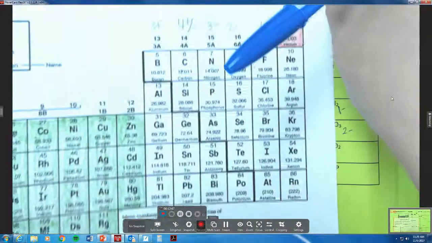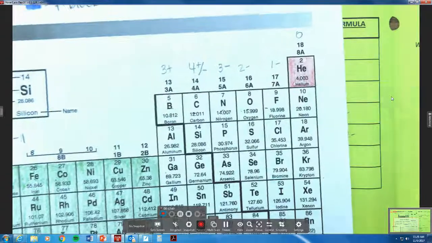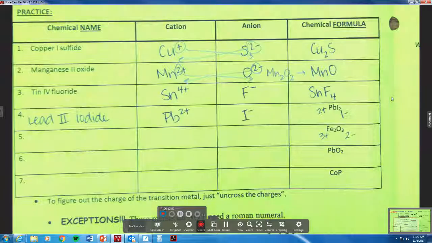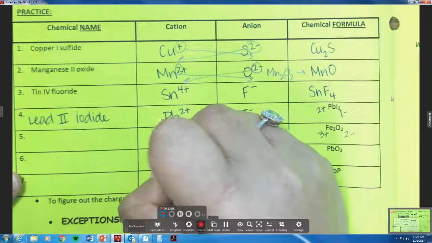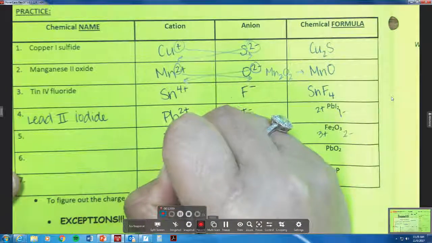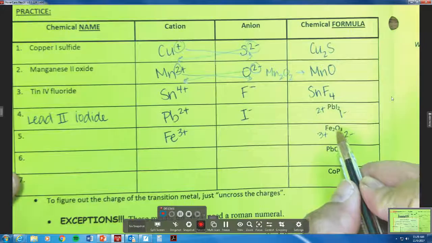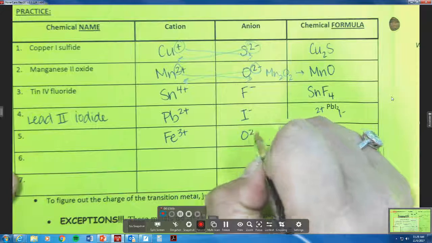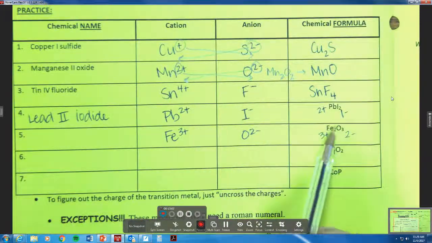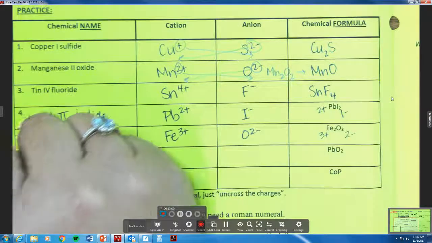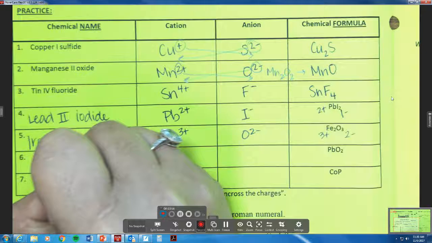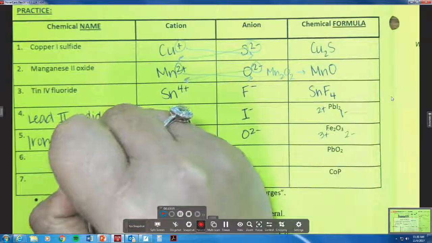Does oxygen really have a negative 2 charge? Well, let's take a look at our periodic table. Oxygen is in group 6A, so yes, it does have a negative 2 charge. So this is Fe for iron, and it has a positive 3 charge. Oxygen has a negative 2 charge. Okay, so then the name of this compound would be iron 3 oxide.